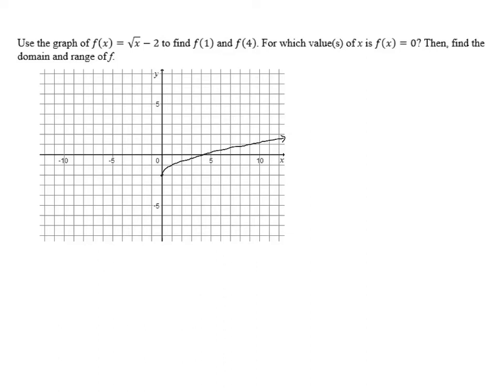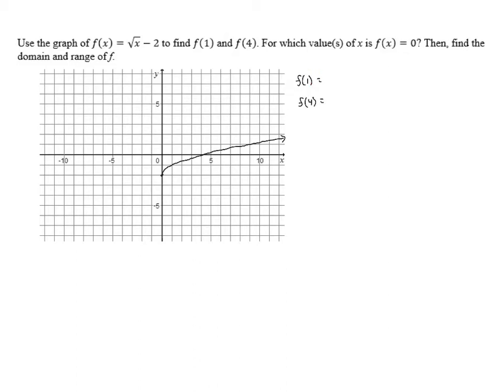Use the graph of f of x equals the square root of x minus 2 to find f of 1 and f of 4, for which values of x is f of x equal to 0. Then find the domain and range of f. Let's start by finding f of 1 and f of 4.